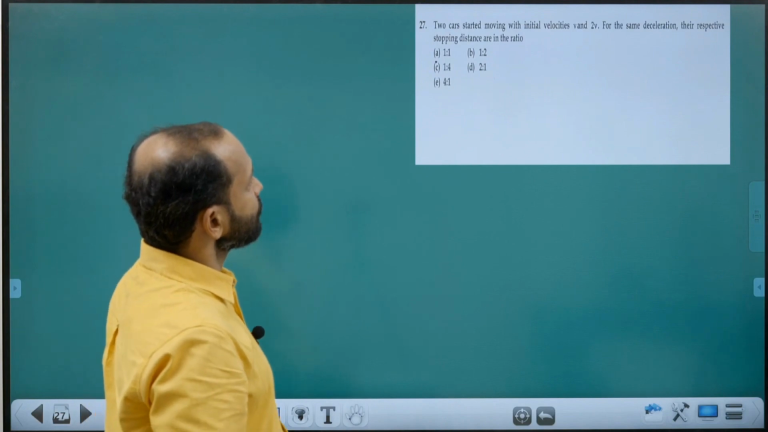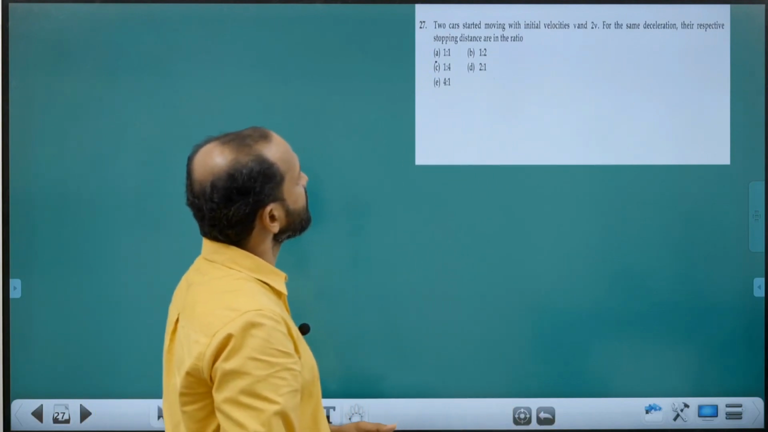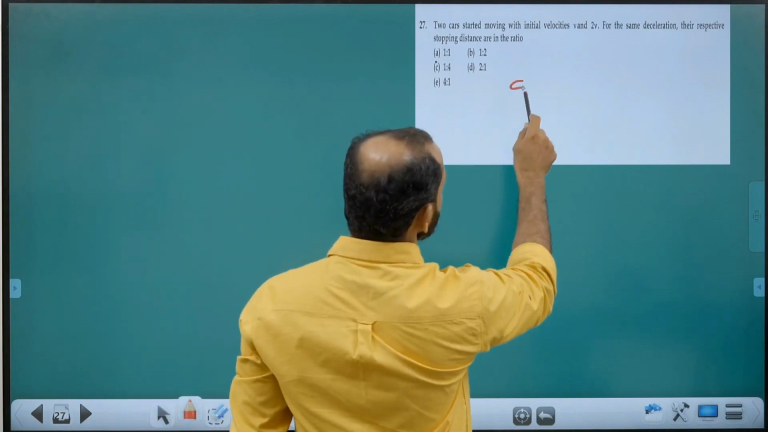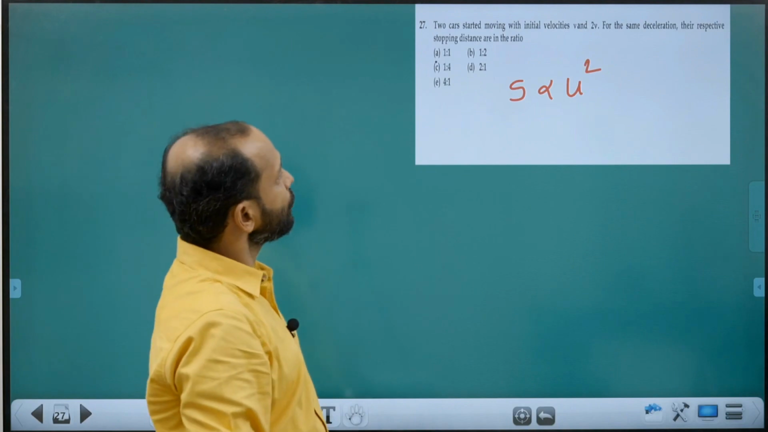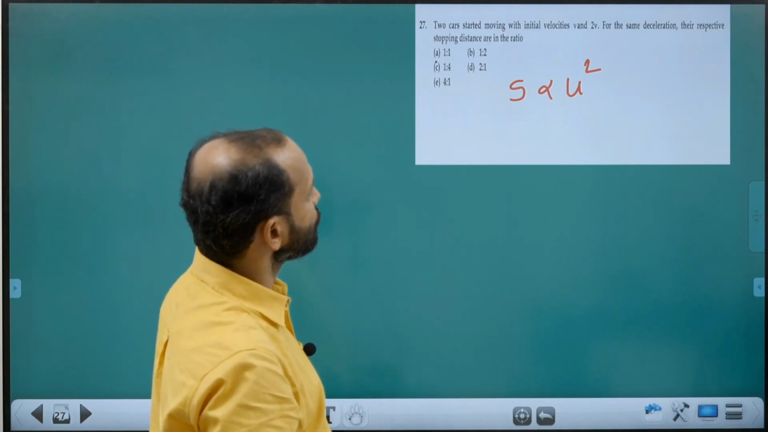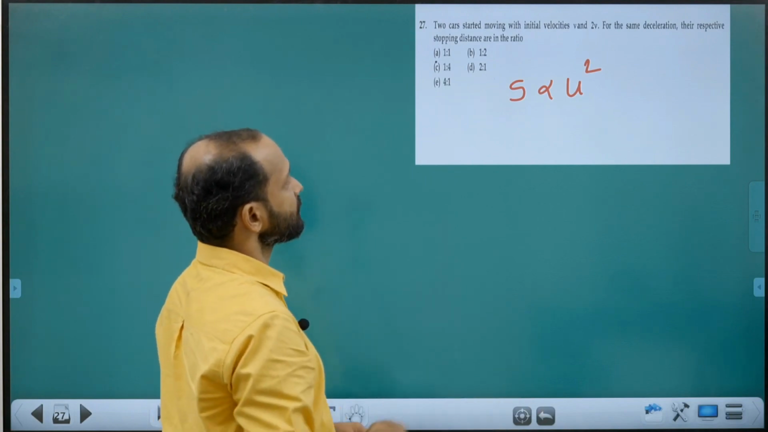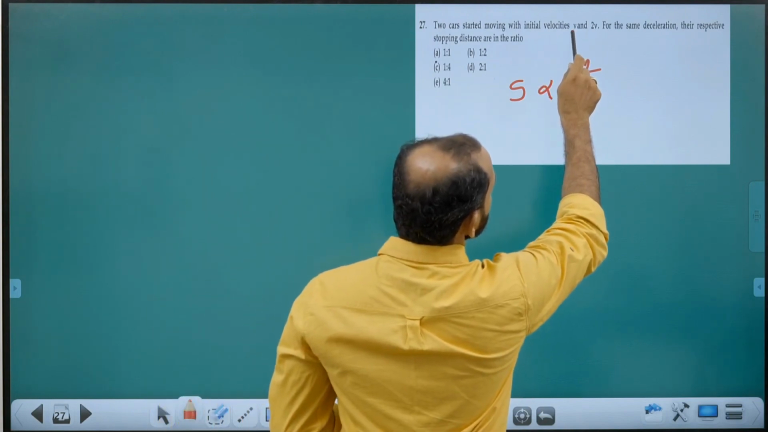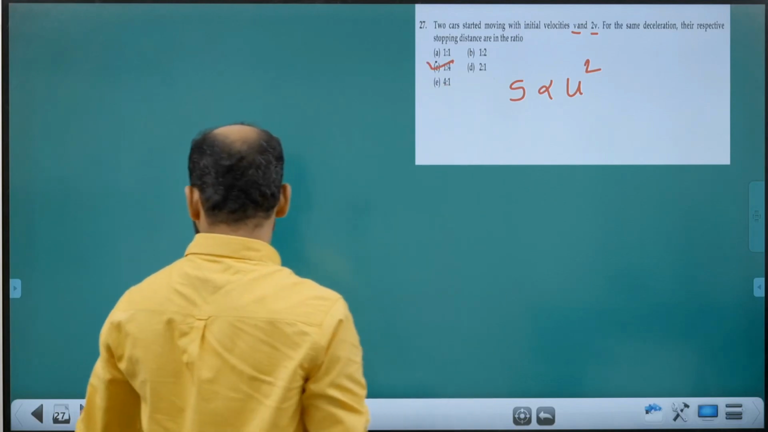27. Two cars started moving with initial speeds v and 2v. For the same deceleration, find their respective stopping distances. S is proportional to speed square. So the ratio of stopping distances will be the same as the ratio of the squares of the initial speeds. Speed ratio is 1:2, square ratio is 1:4, so the answer is C.